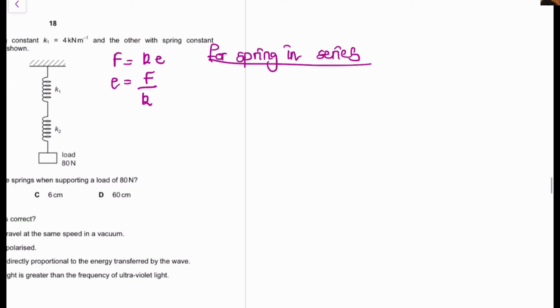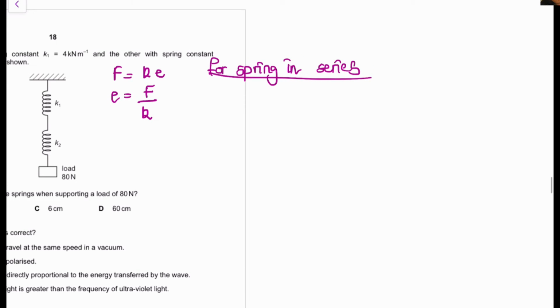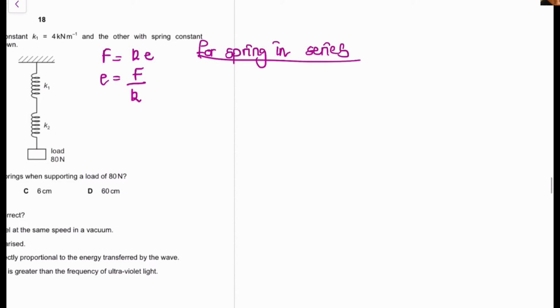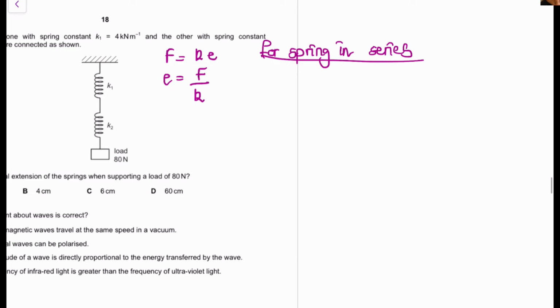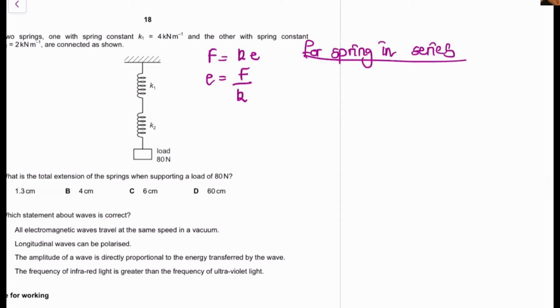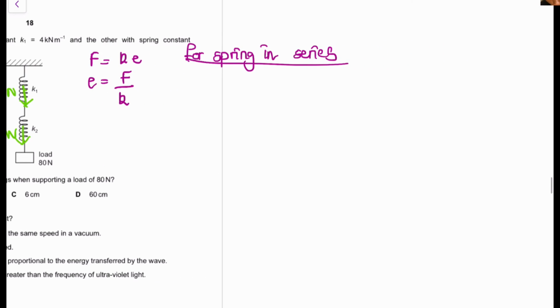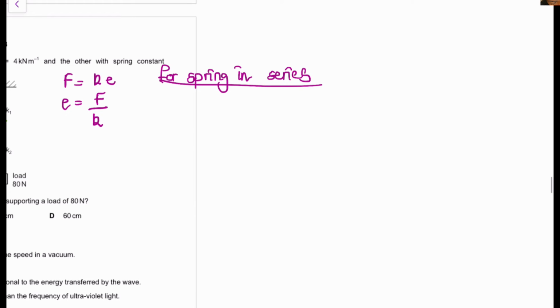Okay, so when you're making calculations for the spring, you need F. So F is going to be the same for both of them, because, well, assuming that this spring has a negligible mass, this is going to feel 80 newtons. But this is also going to feel 80 newtons. So the force basically remains the same. But what's different is the extensions, though. The total extension for springs in series is going to be the extension of A.